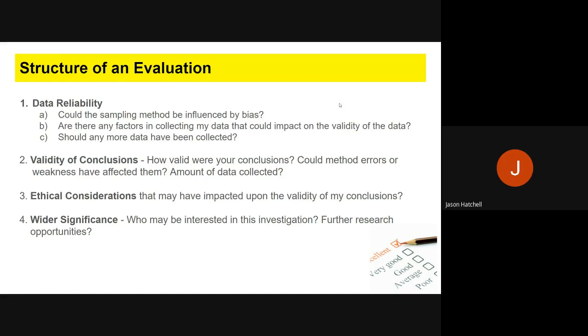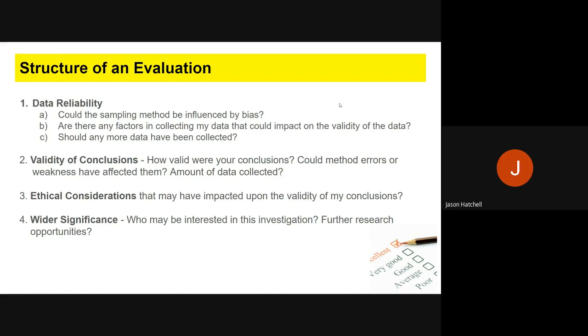The second section is the validity of the conclusions. Now that relates to the first section in that you're thinking about how valid your conclusions are. Could the method errors or the weaknesses you've pointed out beforehand have affected those conclusions? Is the amount of data collected enough to be able to reliably conclude? And so what you're doing here is thinking about all of the errors and weaknesses and strengths and whether or not your conclusions are actually valid, and explaining why they are or why they are not.